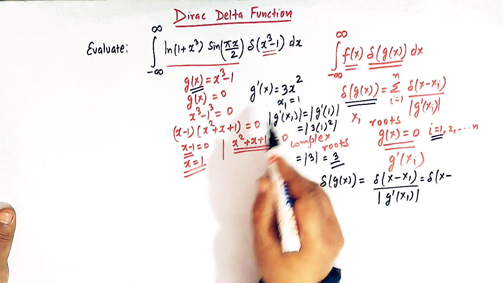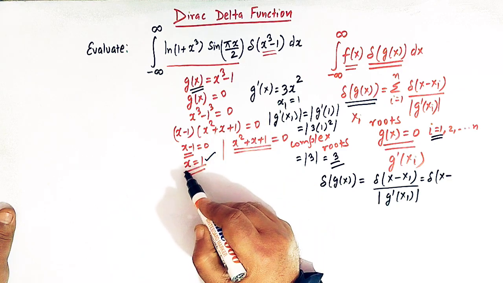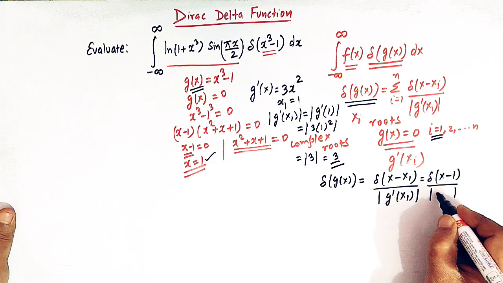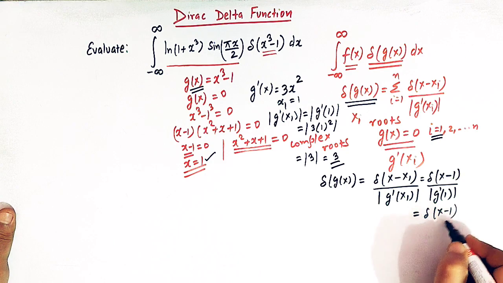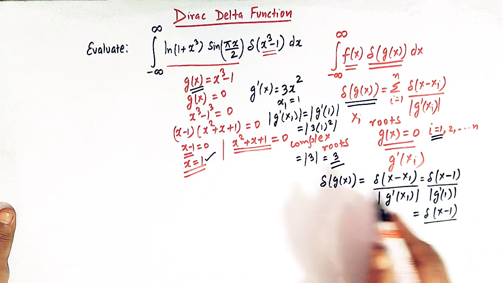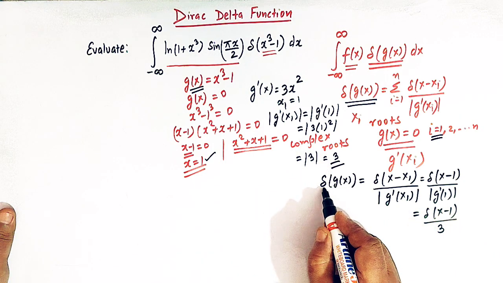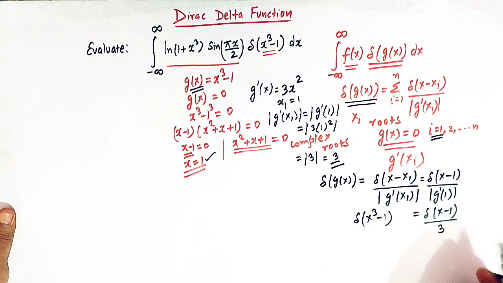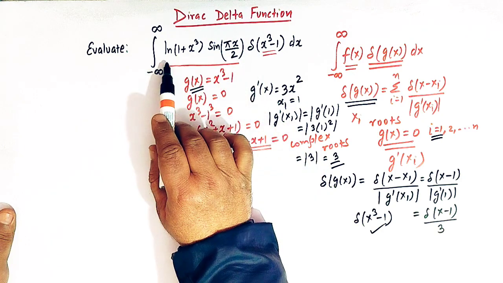x1 is 1, because we have only one root, that is x is equal to 1. So here we have 1, here we have mod of g prime of 1, and here we have delta of x minus 1, and mod of g prime of 1 is equal to 3, right? So delta of g(x), it implies delta of x cube minus 1 is equal to delta of x minus 1 over 3. So now let us substitute this value in this integral.